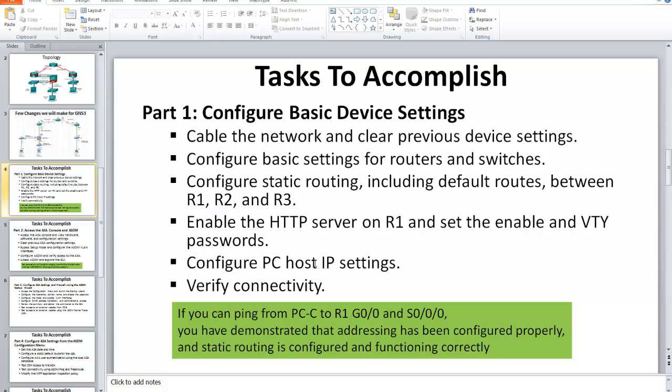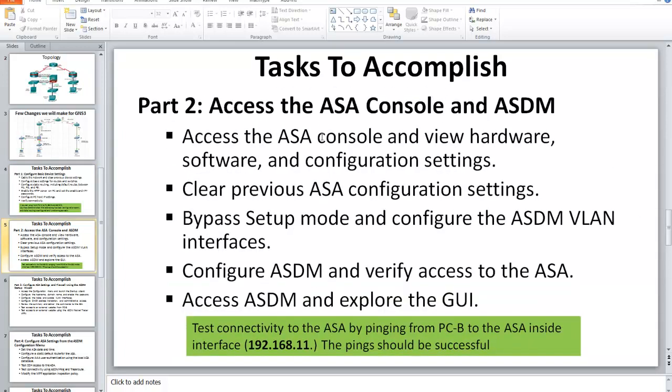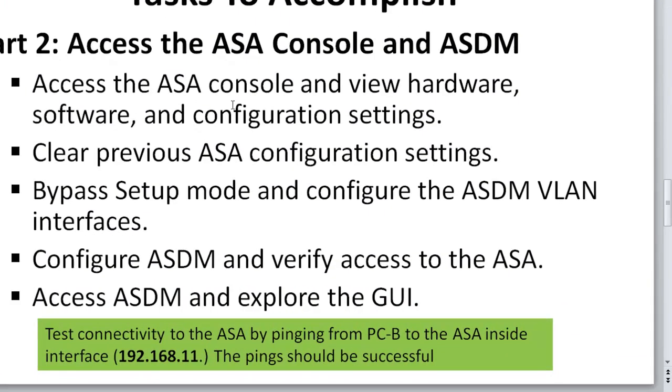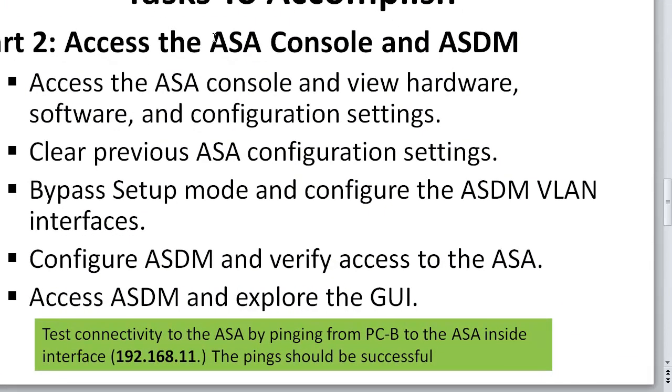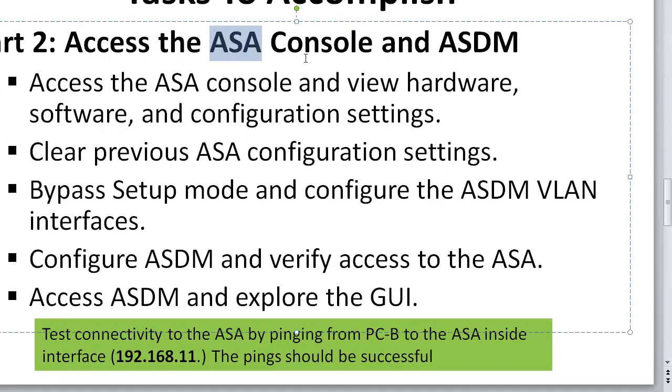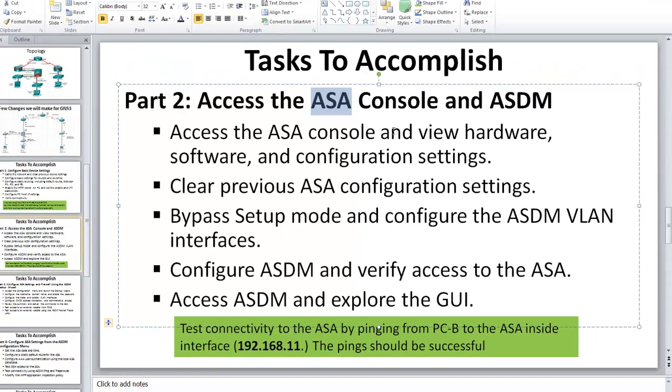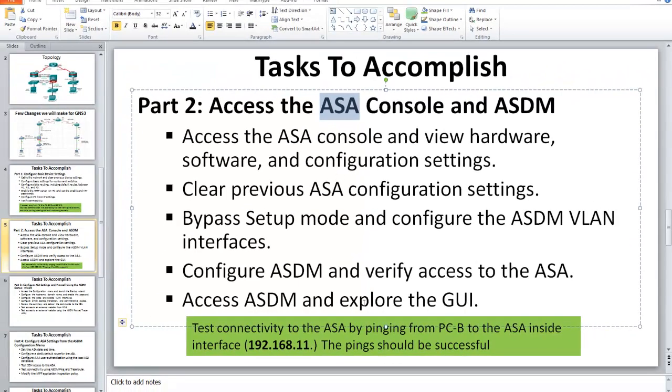So part 1 is completed. Now our next task will be part 2. We are going to access the ASA through console and set up the internal interface, enable HTTP so that we will be able to set up ASDM. That will be our next task. Let's move on.